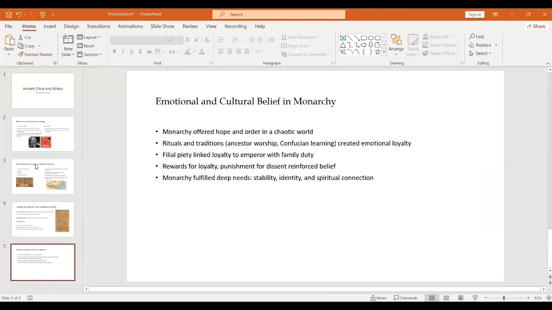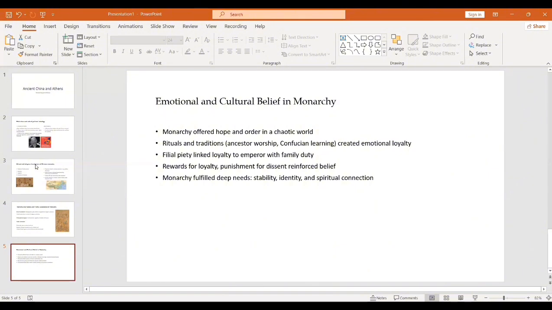And in the conclusion slide, we will see emotional and cultural belief in monarchy. Finally, Chinese monarchy touched the emotions and spiritual lives of the people. In a chaotic world, the emperor brought hope, peace, and order. Rituals like ancestor worship and Confucian teachings strengthened emotional loyalty. The value of filial piety made obeying the emperor feel like a natural extension of family duty. Loyalty was rewarded, rebellion was punished, not just legally but morally. This created a deep psychological belief that monarchy was right, necessary, and divine.